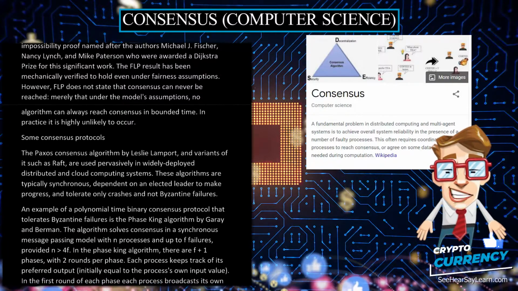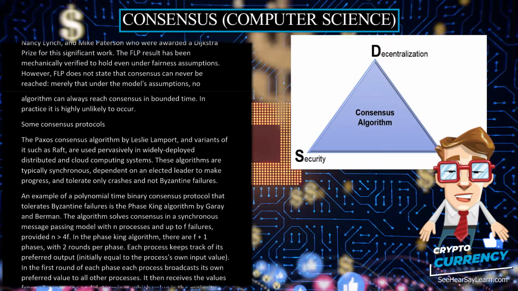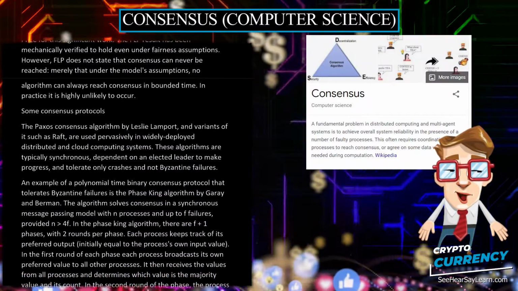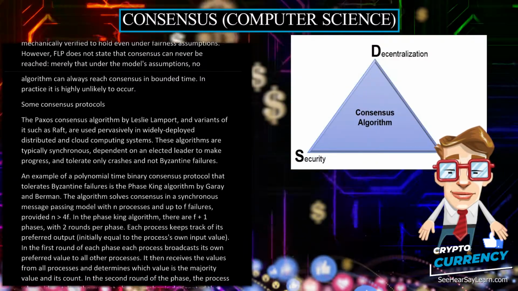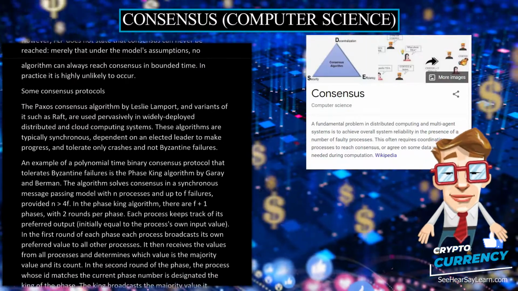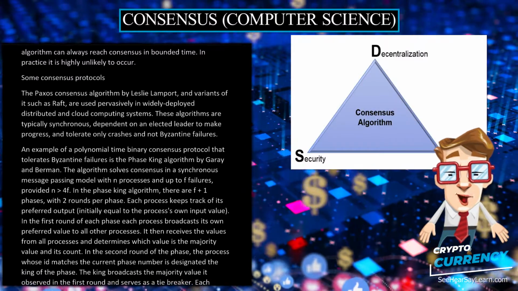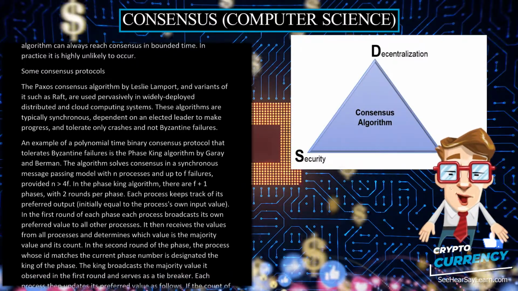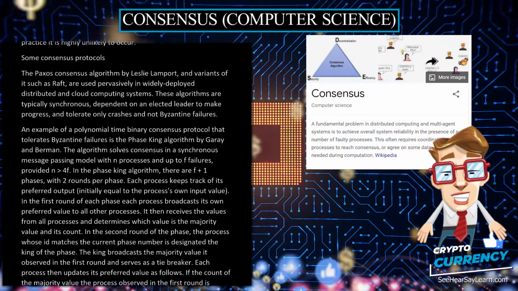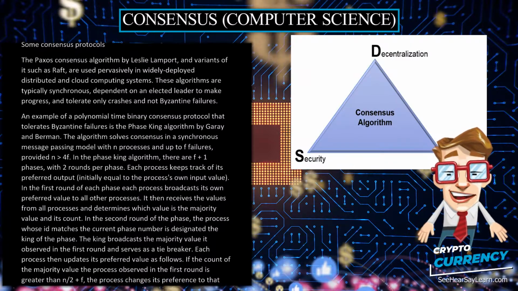The algorithm solves consensus in a synchronous message passing model with n processes and up to f failures, provided n is greater than 4f. In the phase king algorithm, there are f+1 phases, with 2 rounds per phase. Each process keeps track of its preferred output, initially equal to the process's own input value. In the first round of each phase, each process broadcasts its own preferred value to all other processes. It then receives the values from all processes and determines which value is the majority value and its count.